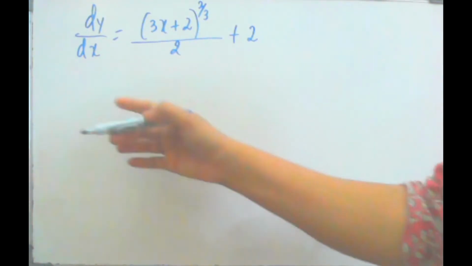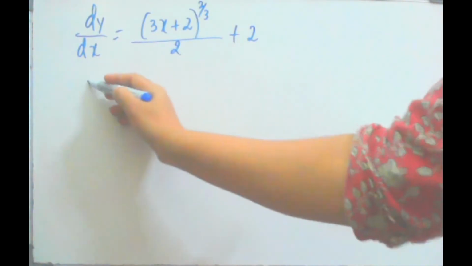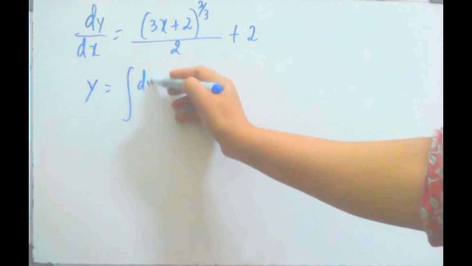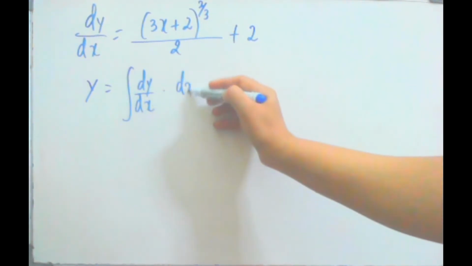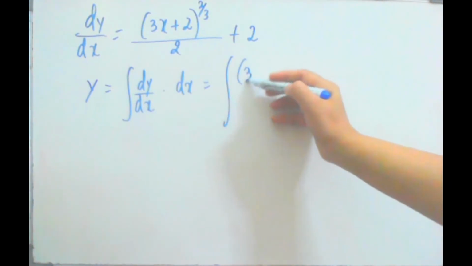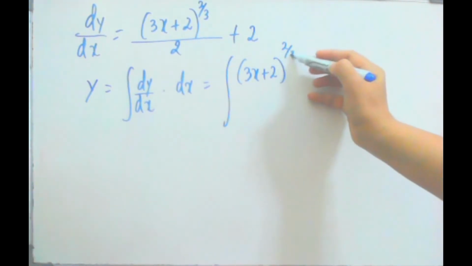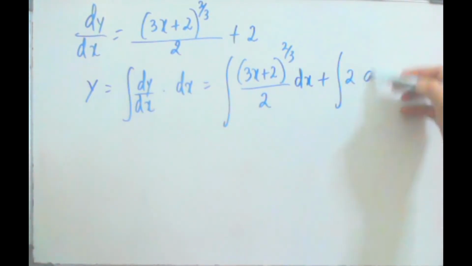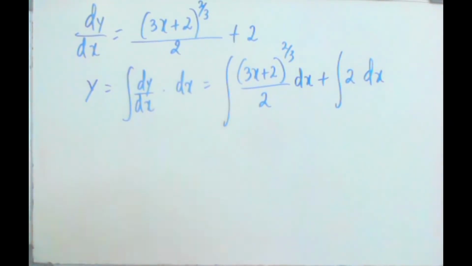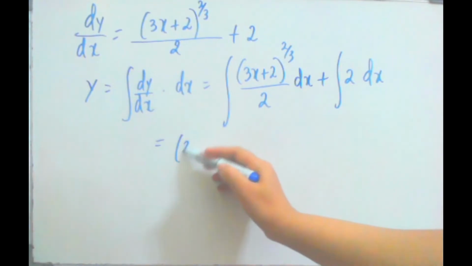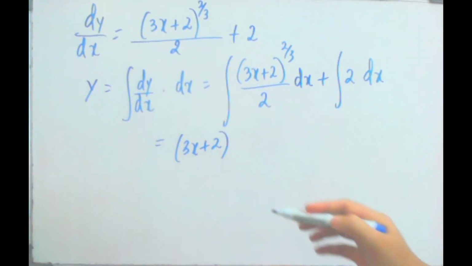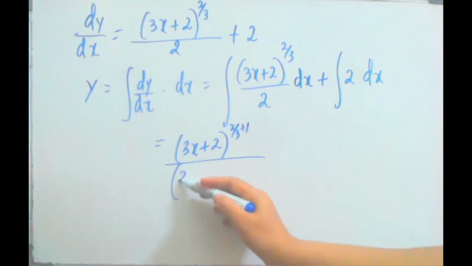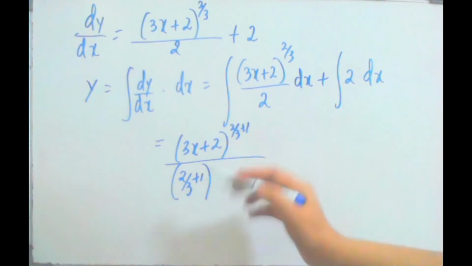Okay, now to the next step of finding an equation for y. To find y from dy by dx, we have to integrate dy by dx with respect to x, which means integrate (3x plus 2) power 2 over 3, divided by 2, dx, plus 2 dx. Integrating the first term, what we get is (3x plus 2) power 2 over 3 plus 1, divided by the same power, 2 over 3 plus 1 here.